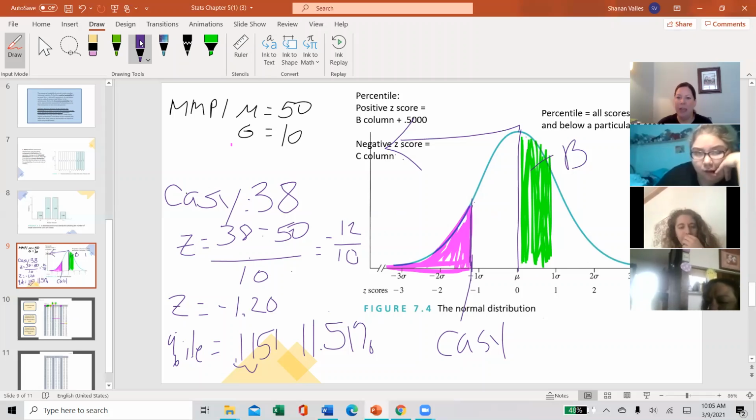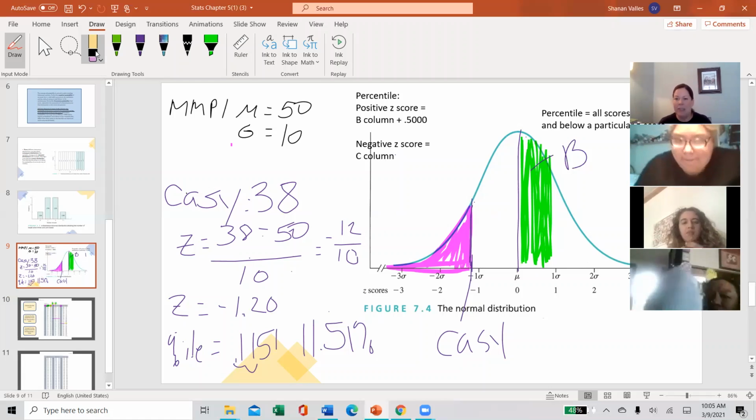I see. Okay. Good. And then the negative, well, we don't have to add because it's everybody equal to and below you. And that's kind of the cool thing about C column, it's already telling you that. Okay. Perfect. It's kind of fun, right?